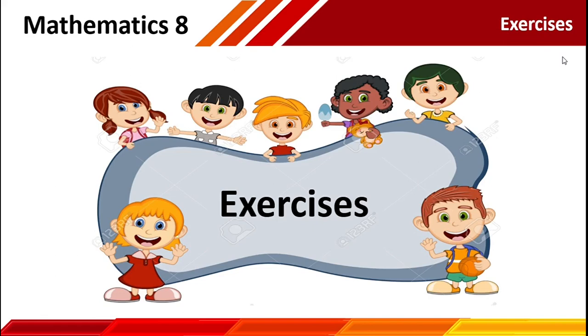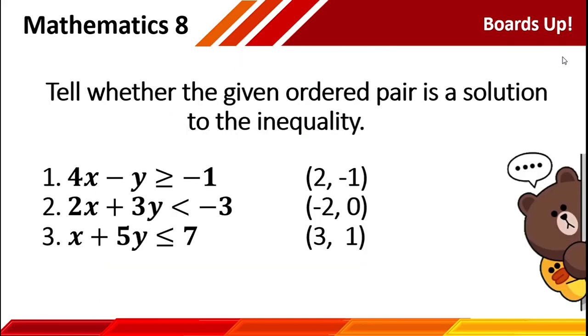Now, it's your turn. Let's have a short exercise. So just pause the video for a while and then we will reveal the answer afterwards. Tell whether the given ordered pair is a solution to the inequality or not. For number 1, is ordered pair (2, -1) a solution for 4x minus y is greater than or equal to -1? Number 2, is (-2, 0) a solution for 2x plus 3y less than -3? And lastly, is (3, 1) a solution of x plus 5y less than or equal to 7?